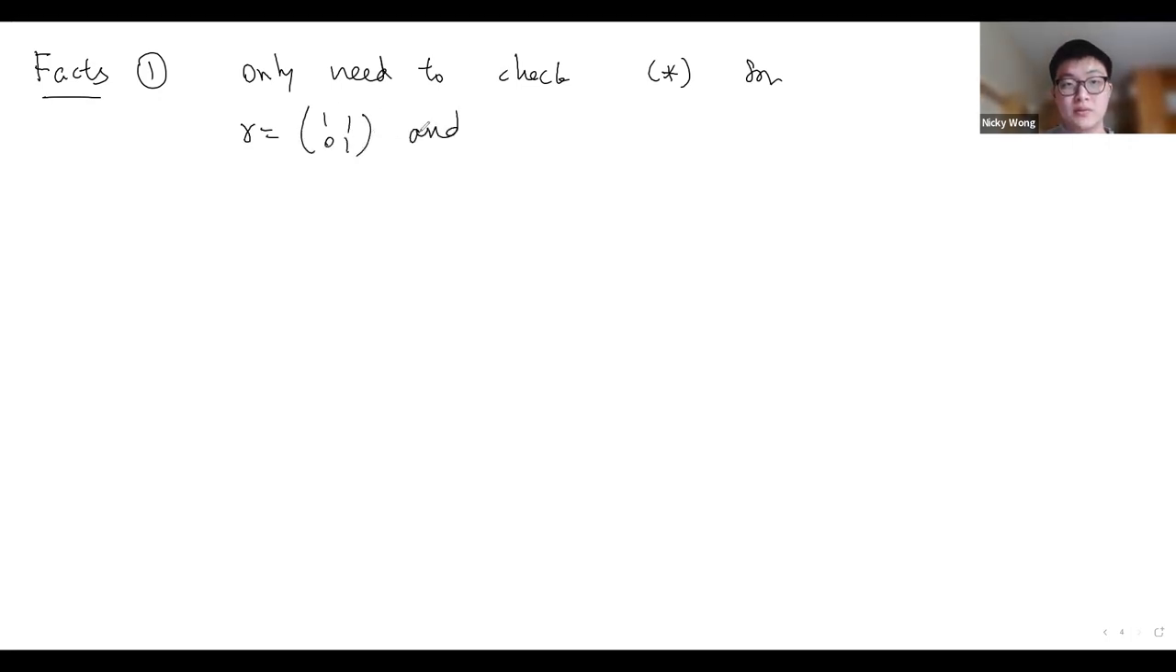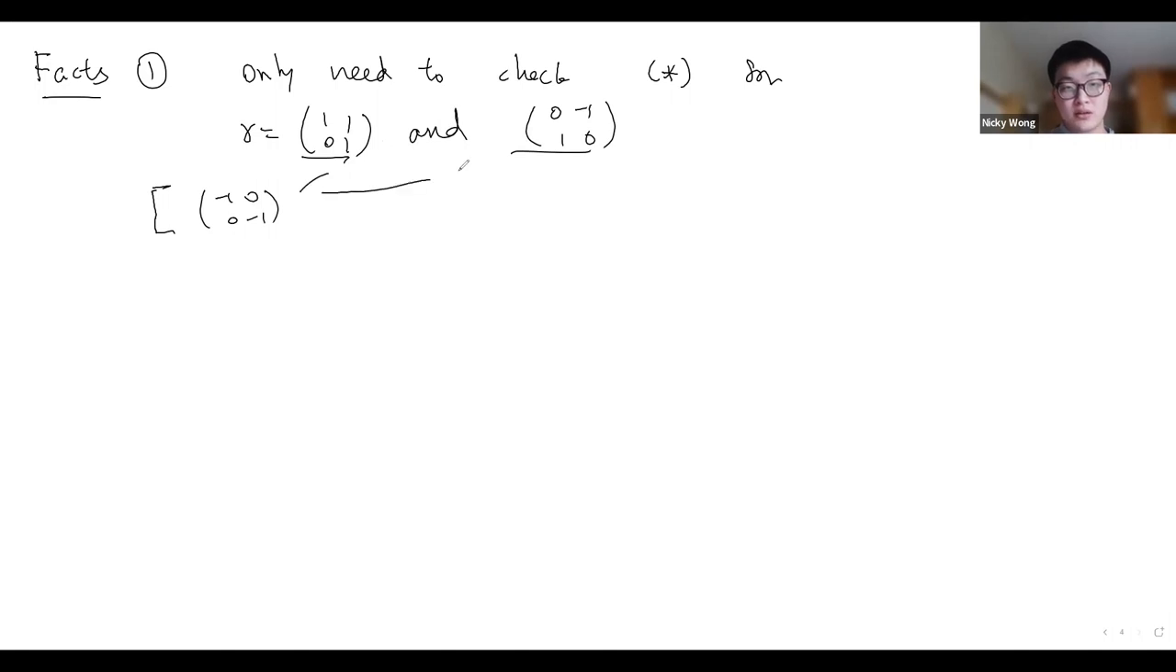1, 0, 1, and 0, -1, 1, 0. And so I'll basically state the reason. The reason it is this, and the scalar matrix -1, 0, 0, -1.